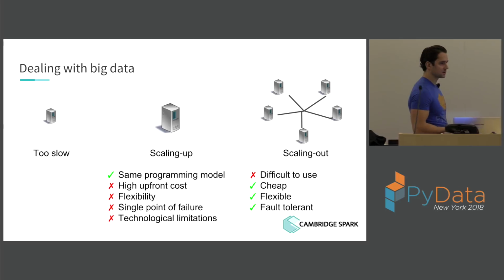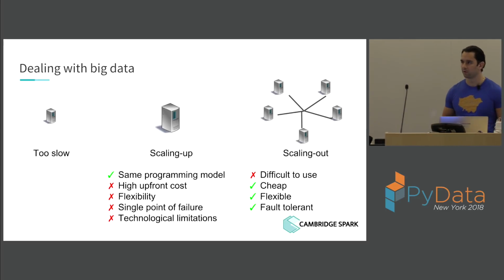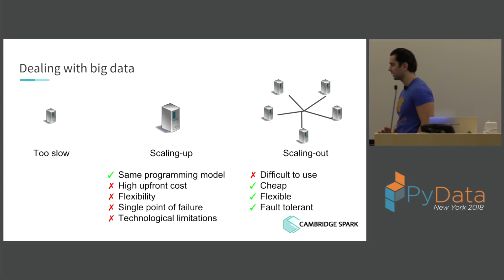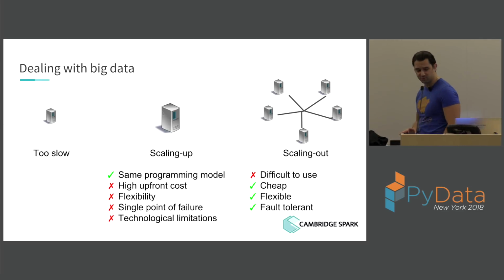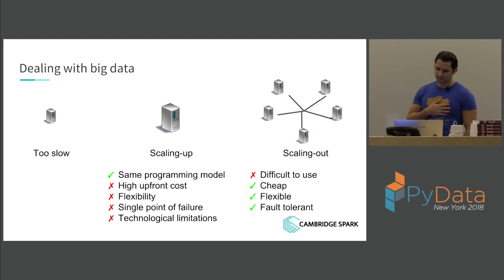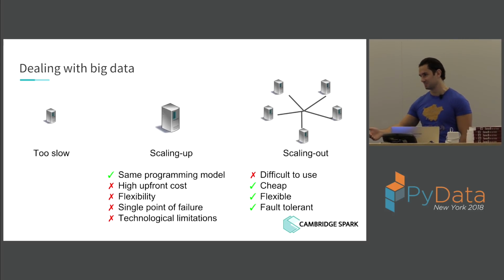Nowadays, with cloud services, obviously, that's less of a concern. You can have more power on demand, so that's good. You have a single point of failure, so if that machine goes down, you're stuffed. And you have a ceiling in terms of how much performance you can get, right? Just based on current physics.